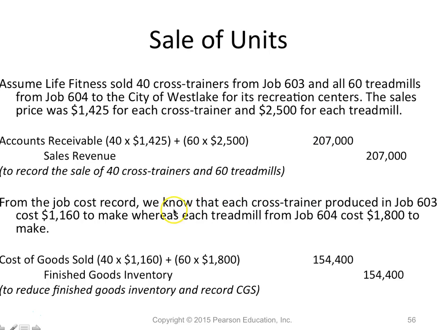From the job cost record, we know that each cross trainer produced in job 603 costs $1,160 to make, whereas each treadmill from job 604 costs $1,800 to make. So total cost of goods sold is 40 times the cost, plus 60 times the cost of the treadmill, and so $154,400 will be the cost of goods sold, and the finished goods inventory will drop by the same amount, so it's a credit here.